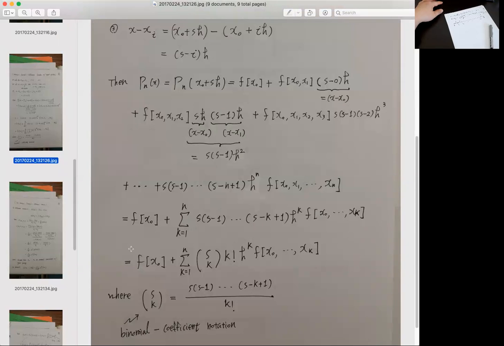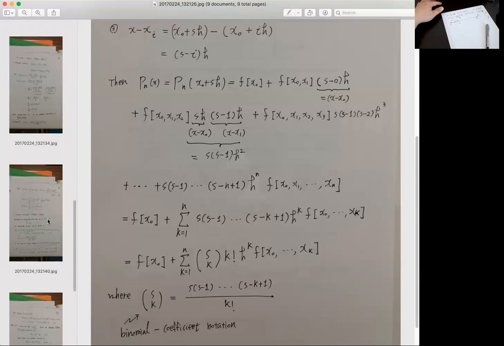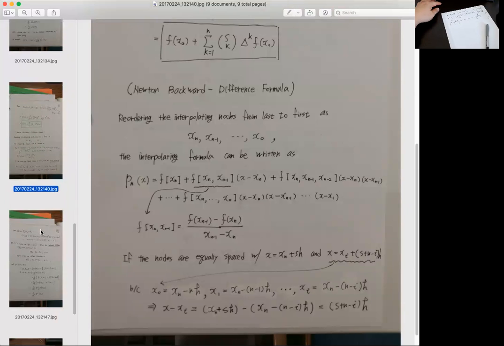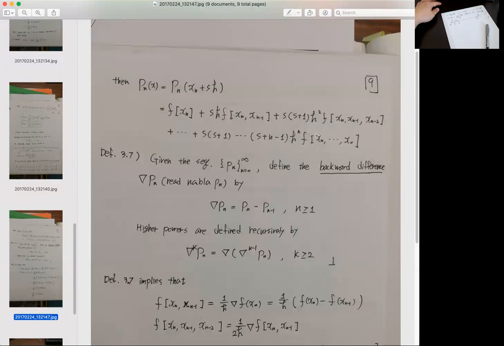You see this expression. Remember that? Since we assume that the nodes are equally spaced, we could express the polynomial terms in terms of the binomial coefficient notation and factorial, or we can say combination and factorial notation. And then we're going to apply Newton's backward difference formula into the divided difference notation.